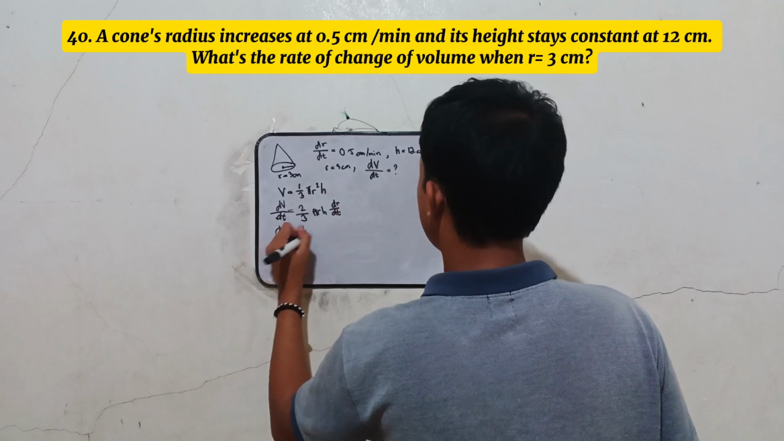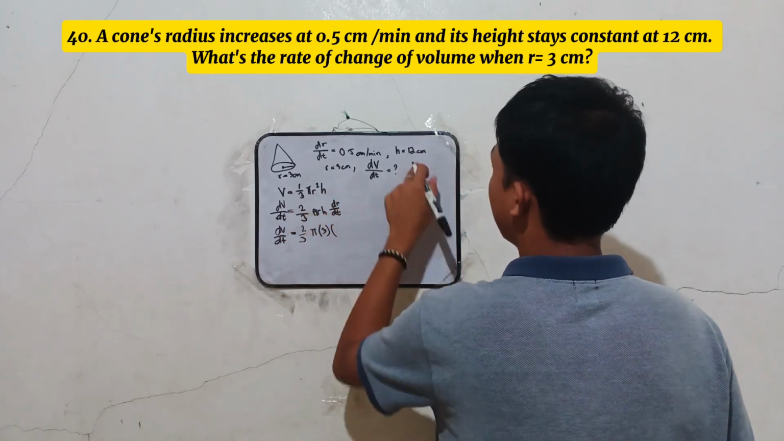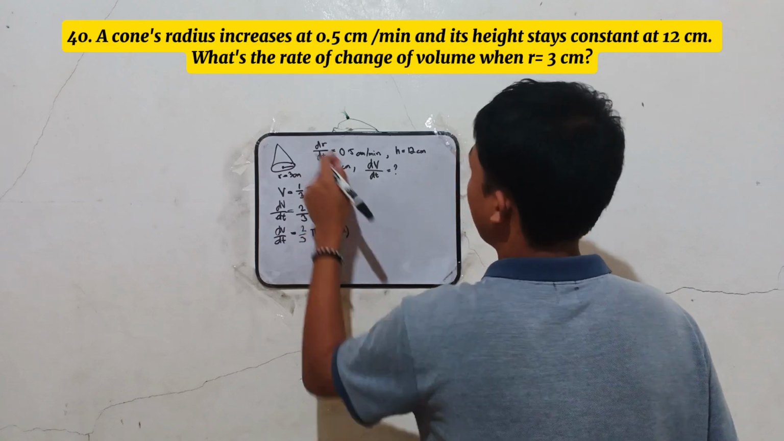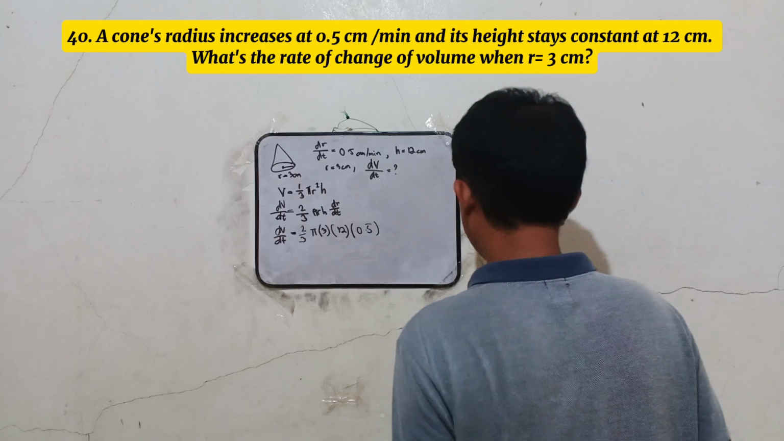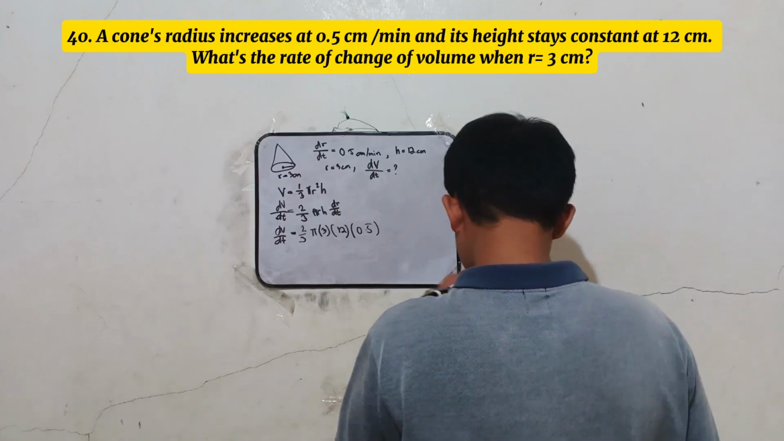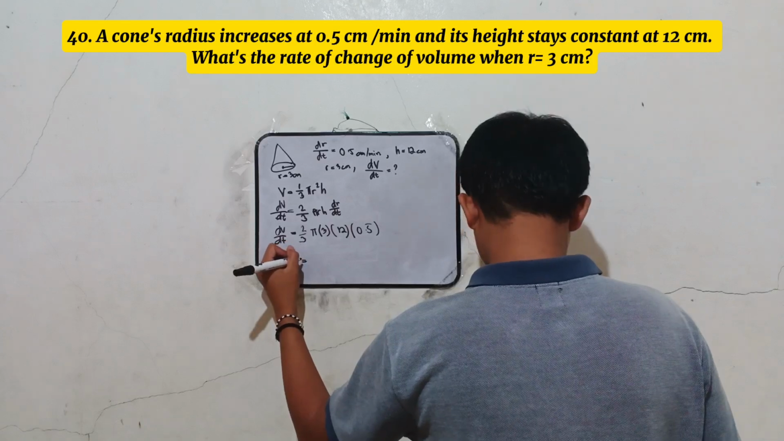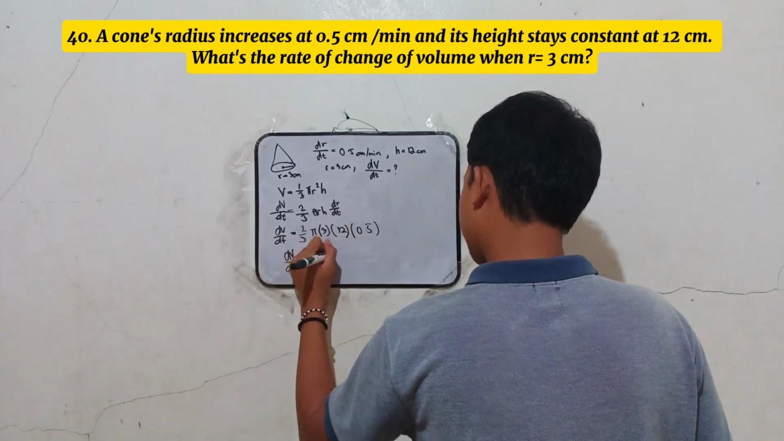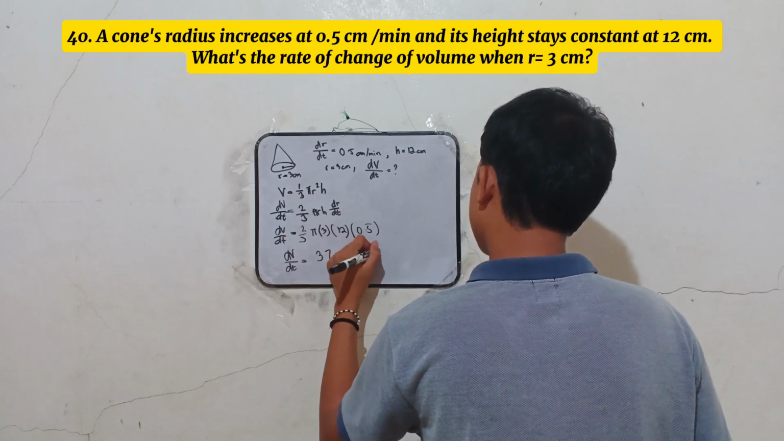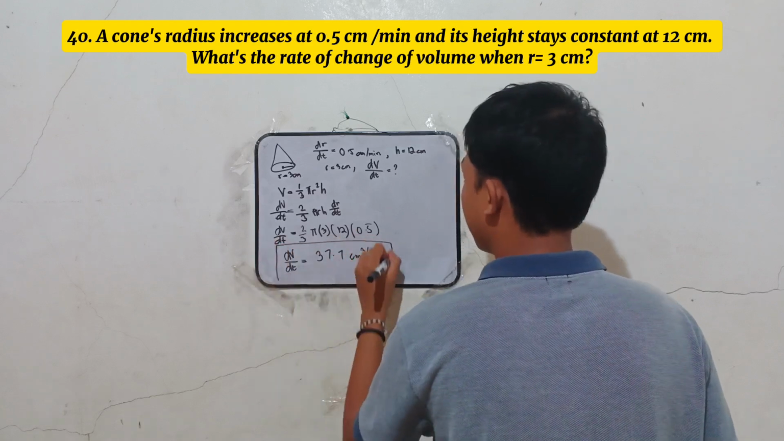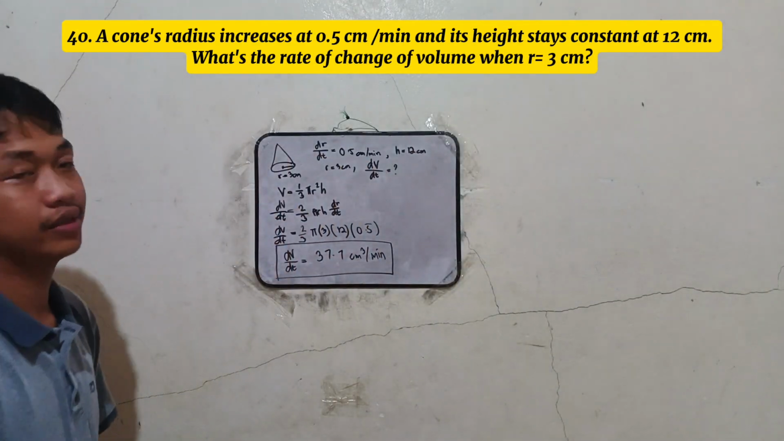2 over 3 pi. Our r is 3 centimeters and our height is 12 centimeters. Then our dr over dt is 0.5 centimeters per minute. So our final answer would be 37.7 cubic centimeters per minute. This is our final answer.